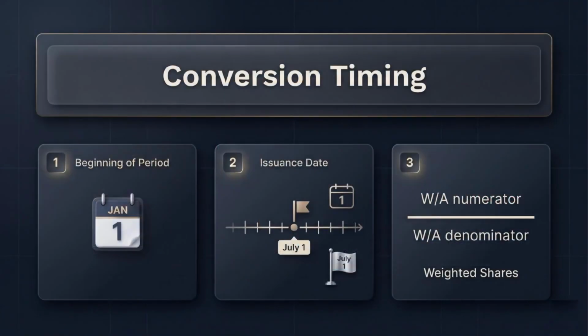Timing is the next control point. If the convertible security was outstanding at the beginning of the period, assume conversion at the beginning of the period. If it was issued during the year, assume conversion on the issue date. That means both the numerator addback and the conversion shares may need time weighting. Do not automatically give a mid-year convertible a full year effect.